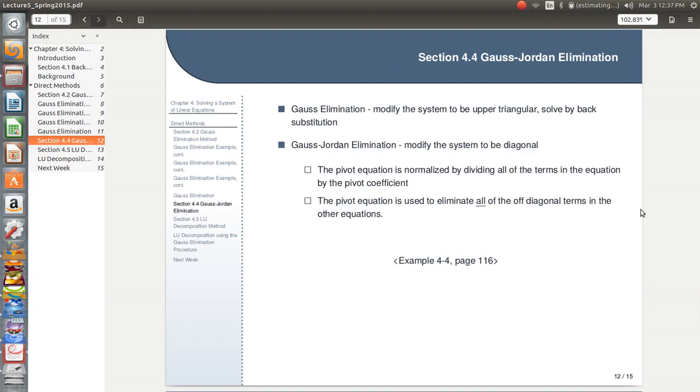This is done in example 4-4 on page 116 in your book. This one again is done by hand. I have a PDF file up that describes it. You can also look in the book. Please pause the video at this point, read through it, try it a little bit on your own to make sure that you're comfortable with the method.